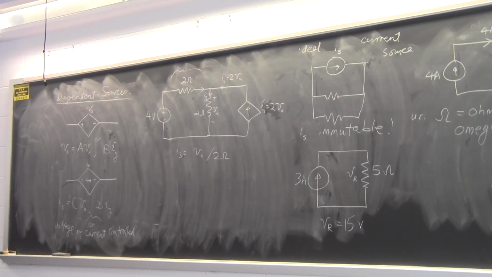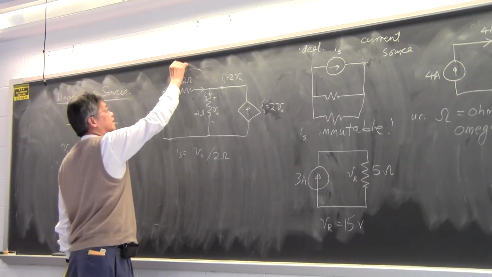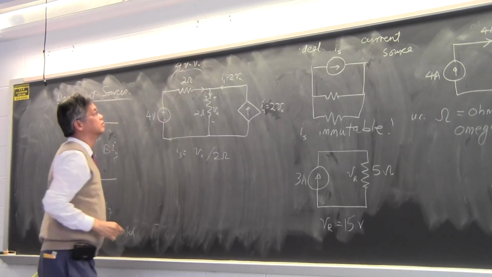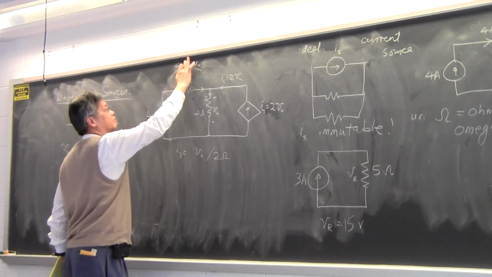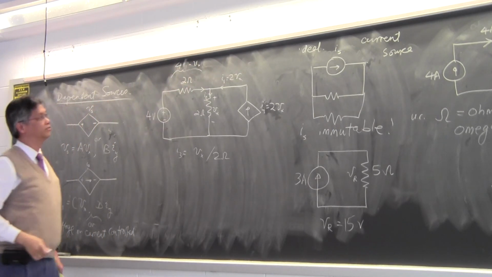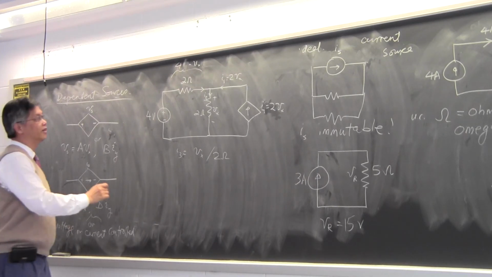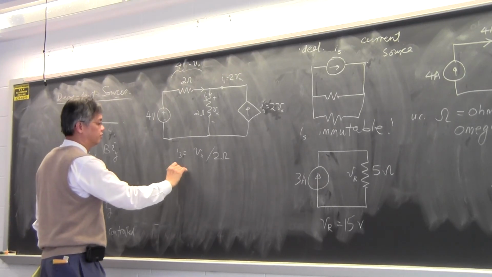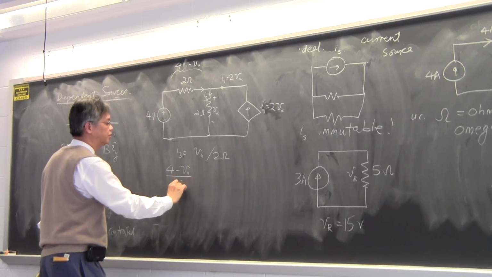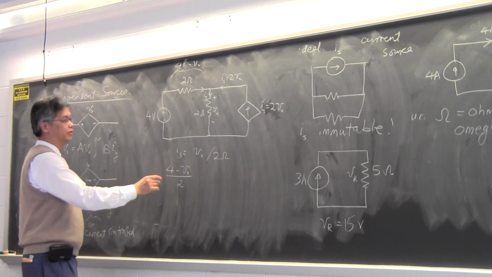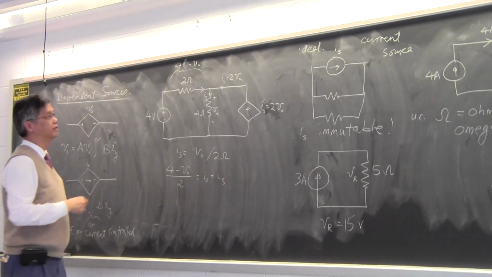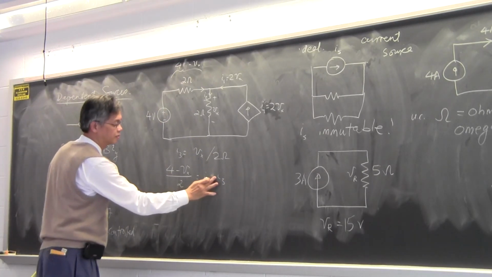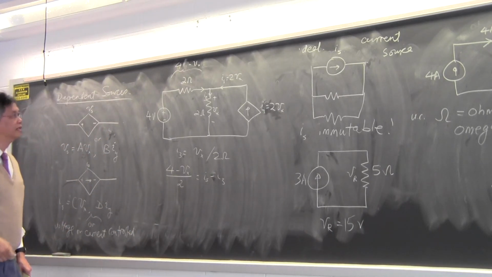Must be 4 volts minus Vx, right? So this must be 4 volts minus Vx. That is the voltage drop across that resistor. And hence the current flow is just 4 minus Vx over 2. Okay, that must be equal to Is plus I3. Minus I3, sorry. Is minus I3.